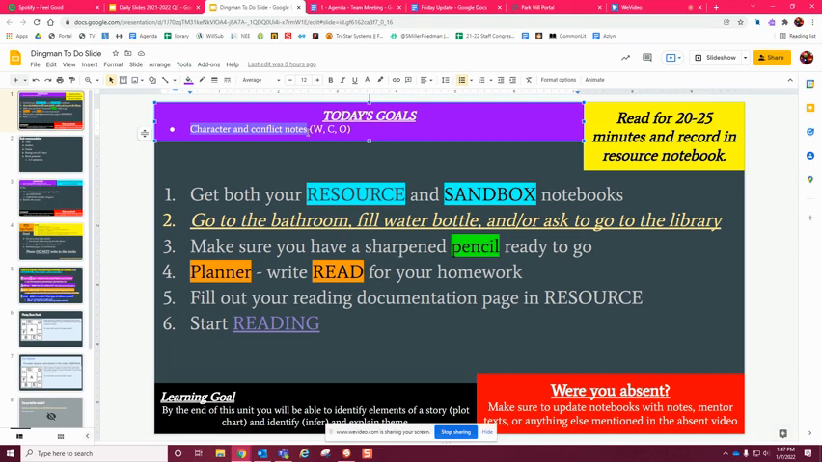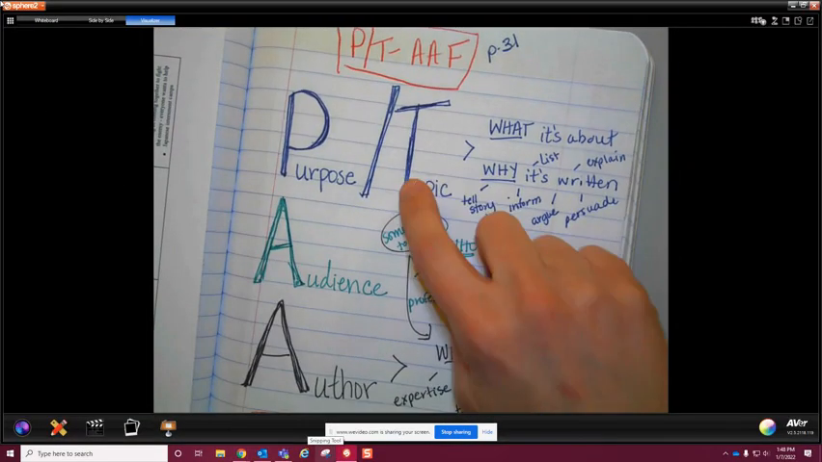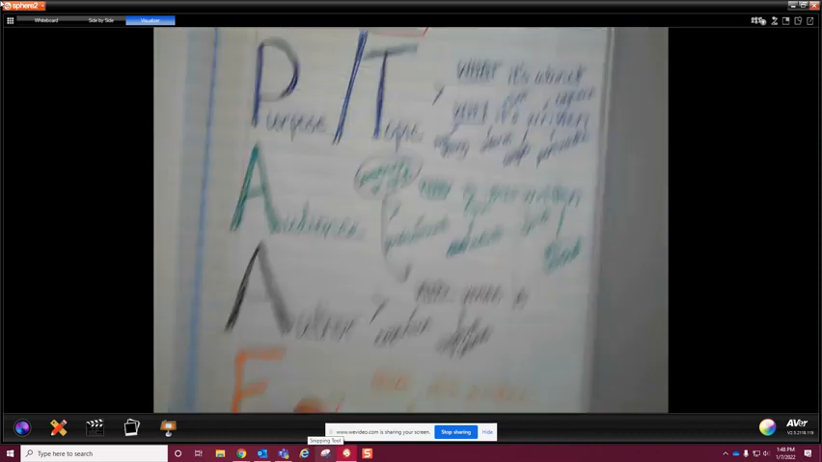nonfiction, how we had Patoff. Let me see if I can find that really quickly for you. Sorry. So Patoff, we did, if I can find the page. Okay, I don't know where it is. Anyways, we did Patoff, and that was, here it is. We did that with nonfiction where we talked about purpose, topic, audience, author, and format.